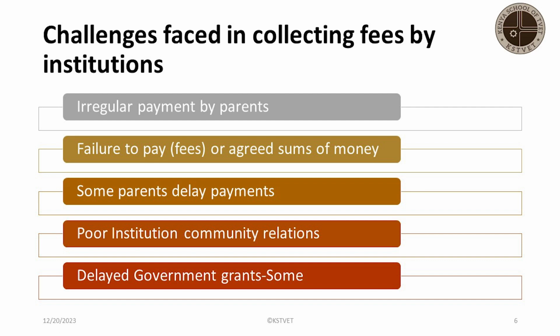3. Some parents delay payments, particularly if there is infighting between the Parents Association and the school committee. 4. Poor institution-community relations. 5. Delayed government grants. Some schools may experience delays in receiving grants from the ministry. These are just among the others.